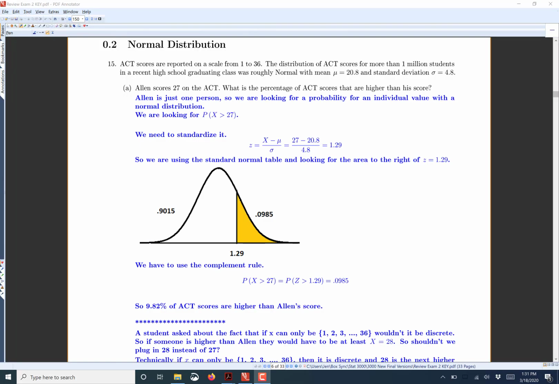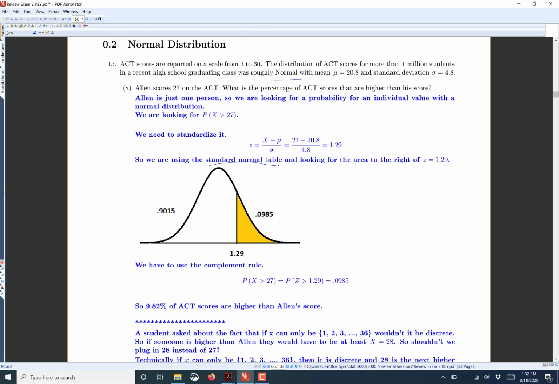This is a problem from the review. Someone was specifically asking just how to use the normal table. So let's say we're going through, we read everything, we've noticed that it's normal, and we seem to be looking for probabilities because we're looking for percentage. So we're looking for normal probabilities. That means we have to use the z-table or the standard normal table.